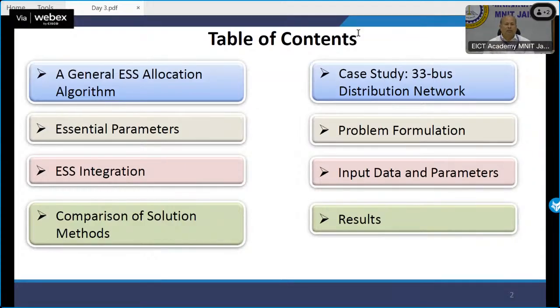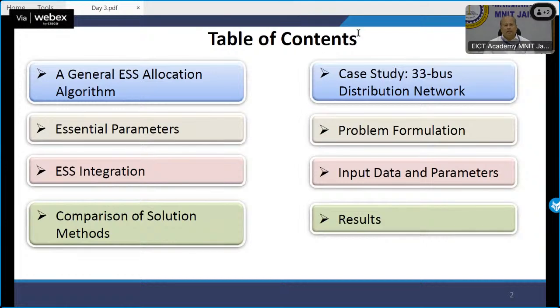So what we'll do is talk about certain important components, a general ESS allocation algorithm. We'll consider the essential parameters. ESS integration means how it will be integrated to a distribution or transmission system. We'll focus mainly on the distribution system. Then a comparison of solution methods. Different methods we'll be comparing.